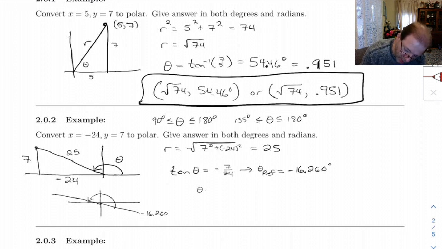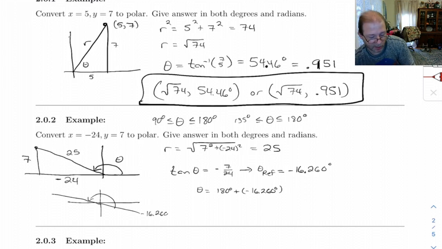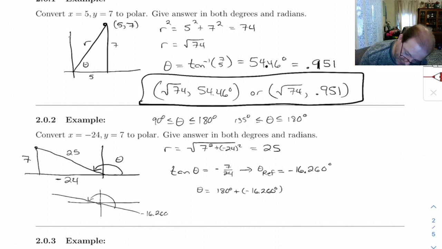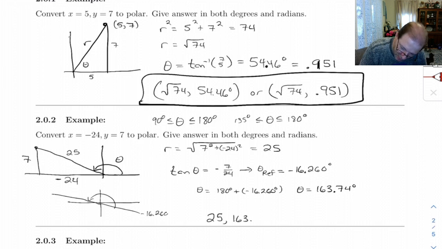So theta is 180 plus negative 16.260. So in other words, this 16 number I've got in my calculator, I'm just going to add 180 to it, and I get 163 point something. So theta is 163.74 degrees. I'm going to round this to 2 decimal places. So my answer is 25, comma 163.74.